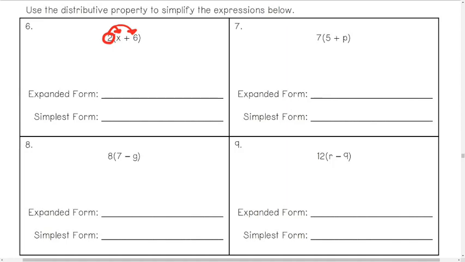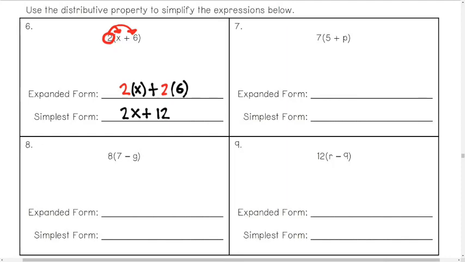In expanded form, I would write 2 times the first term, which is x, so I have there 2 times x, plus 2 times the second term, which is 6. So I would say 2 times 6. Simplifying that, 2 times x is 2x, 2 times 6 is 12.